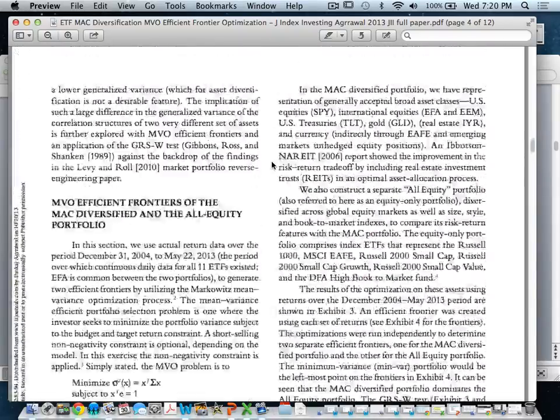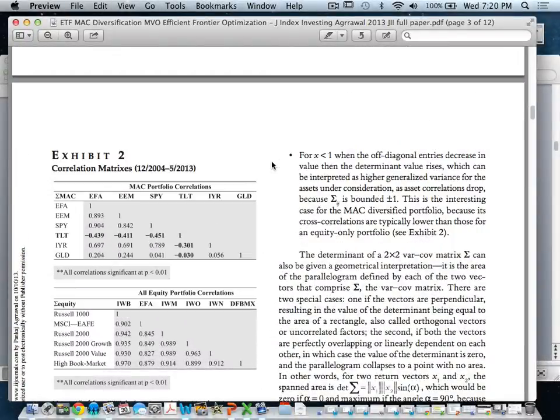And then there are some other things. Here's the correlation matrix. We talk about correlations here. So here's the correlation between EFA, which is Europe, Far East, and Australia, and emerging is 0.89. With US is 0.94. With bonds is negative 0.43. With real estate is 0.69. With gold is 0.204. And the diagonal elements are all 1 because that's the correlation between each is 1. And the off diagonals, you don't bother publishing them because they are actually the same.